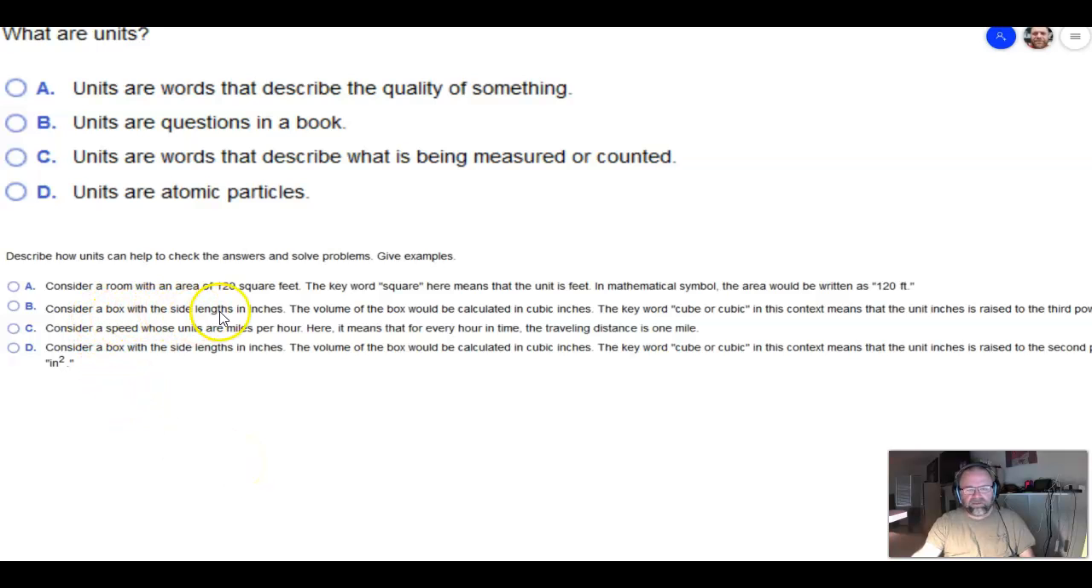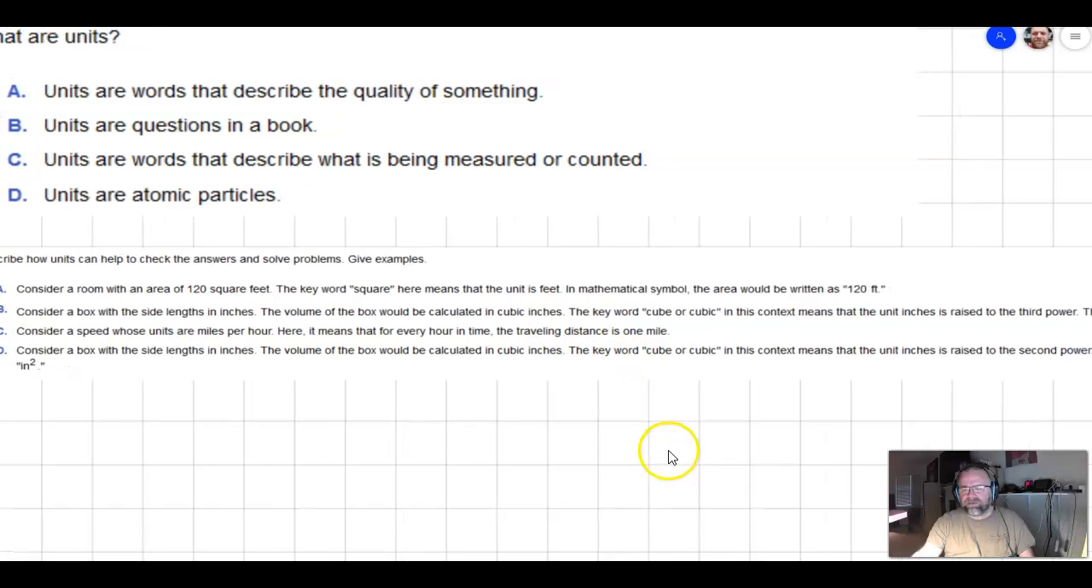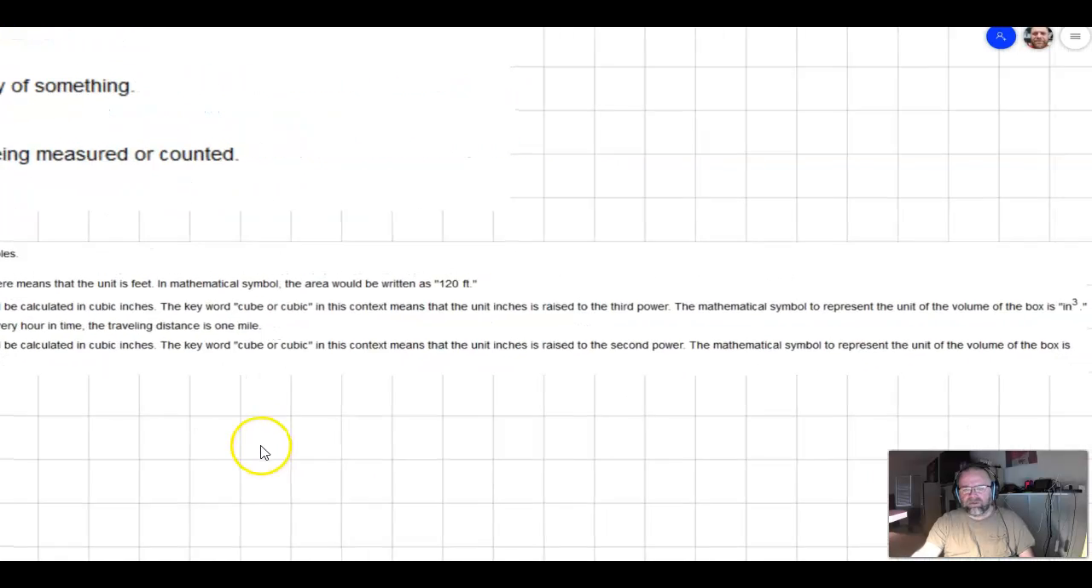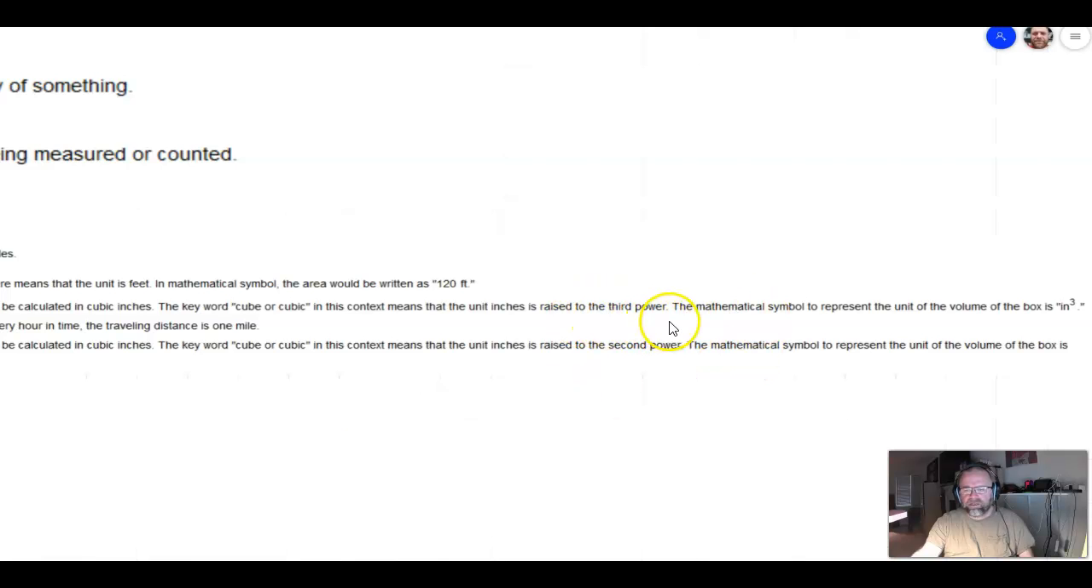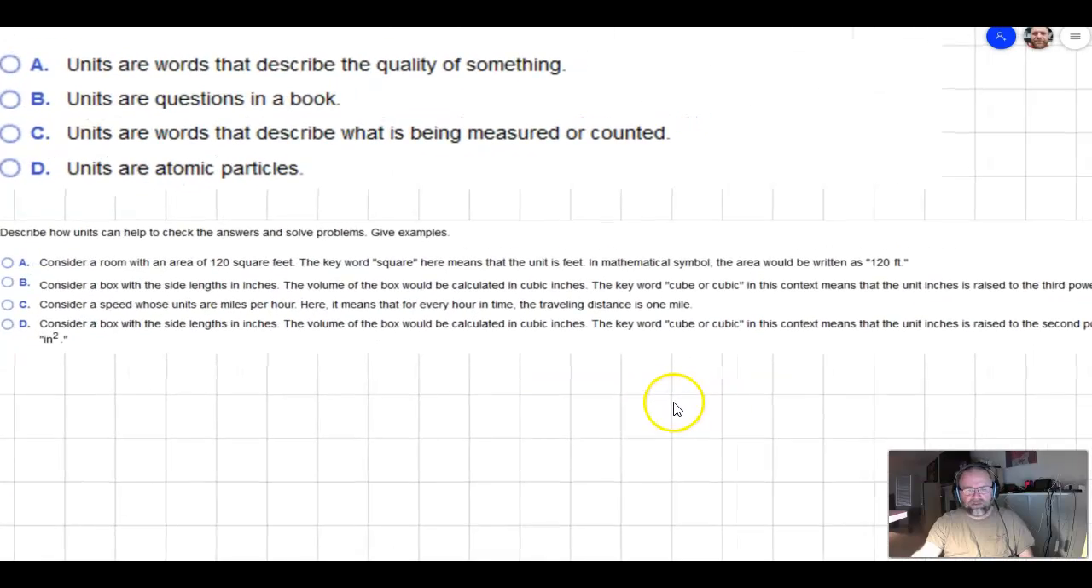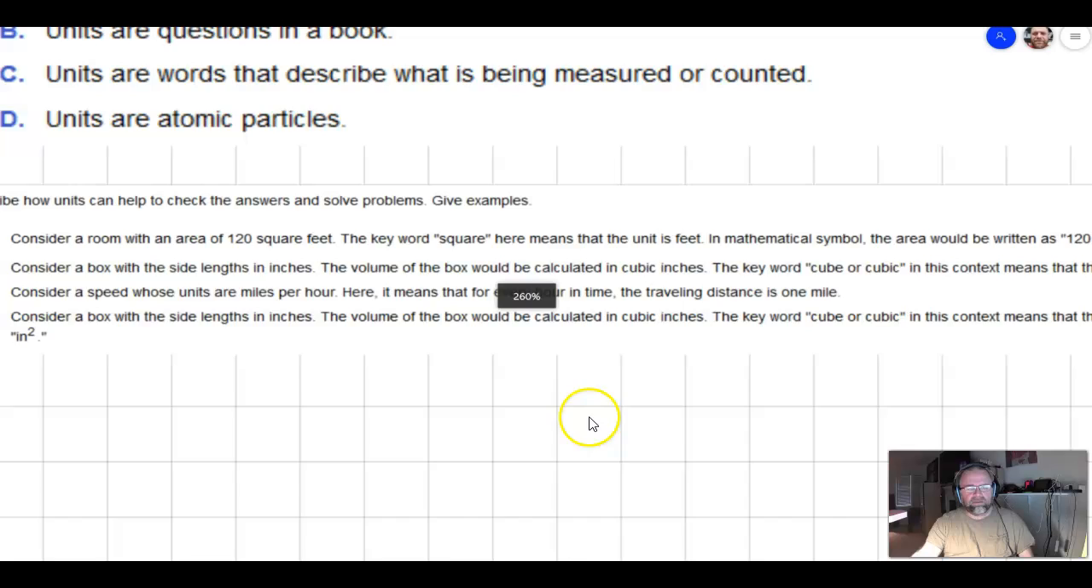The second one says consider a box with side length in inches. The volume of the box would be calculated in cubic inches. That's correct, right? Because cubic inches is inches raised to the third power, which is what it says right here. And the mathematical symbol to represent the unit of the volume of the box is inches cubed. So that does look like to be the correct answer.